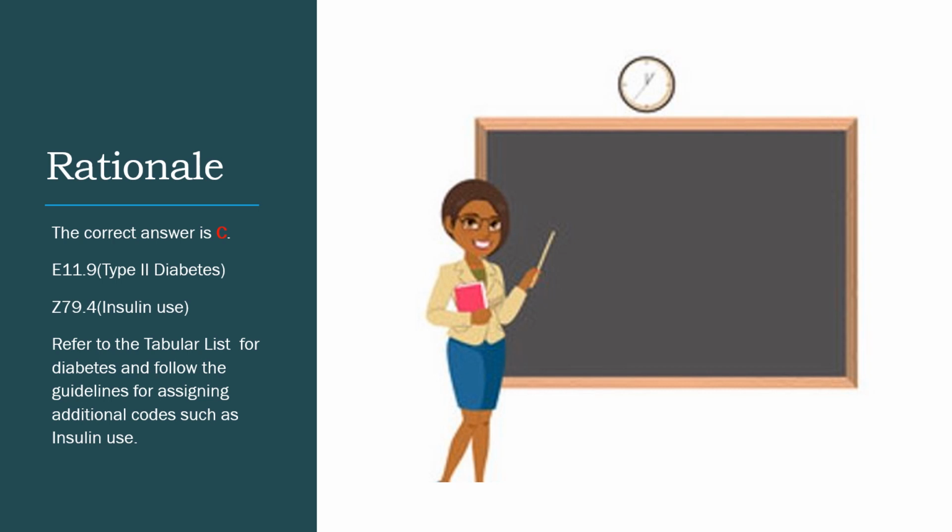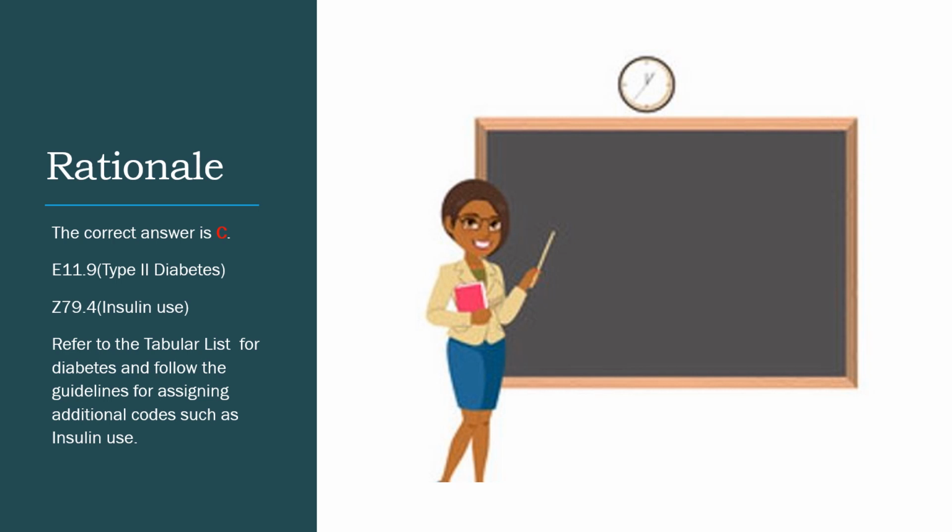How do we know this? Of course, the diabetes is the main diagnosis. And if the patient wasn't diabetic, then technically there wouldn't be any need for insulin usage. So we would assign our diagnosis and then Z79.4.